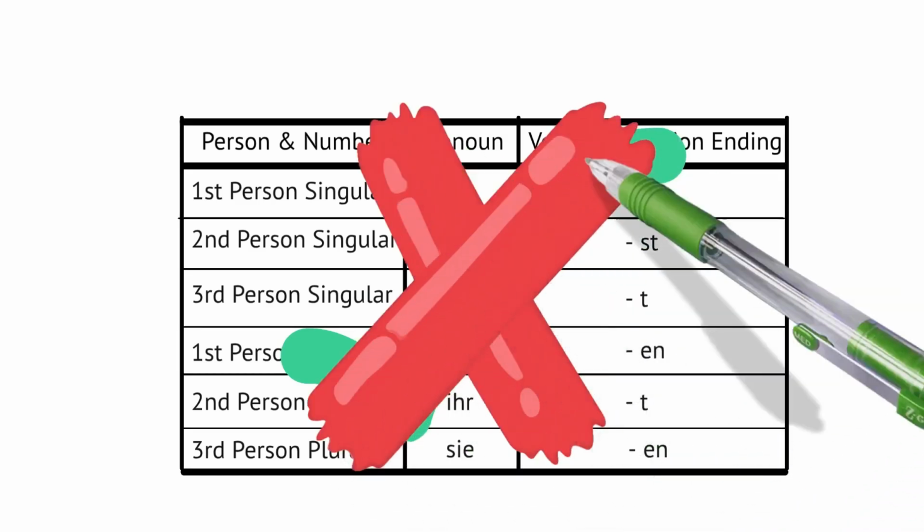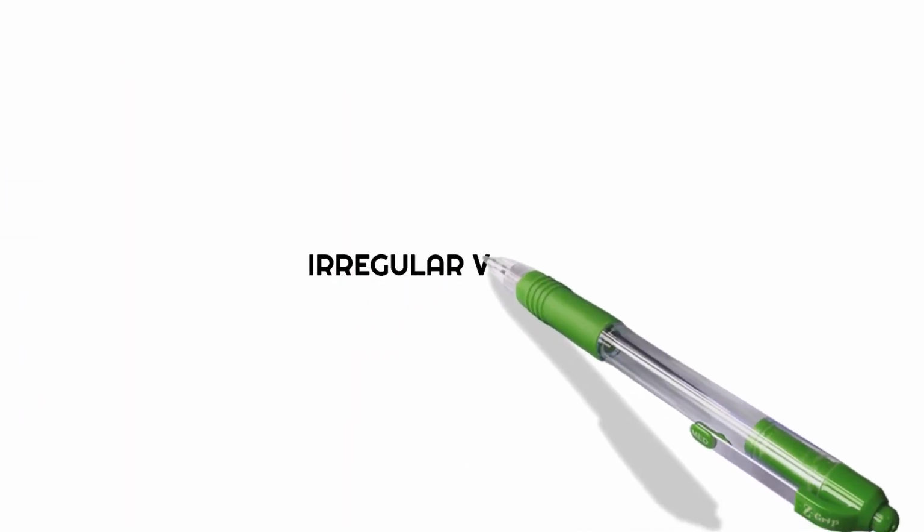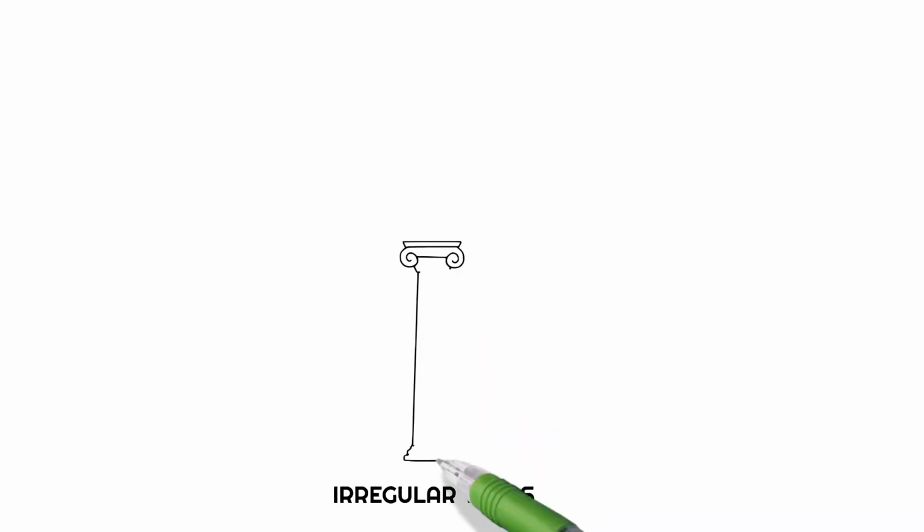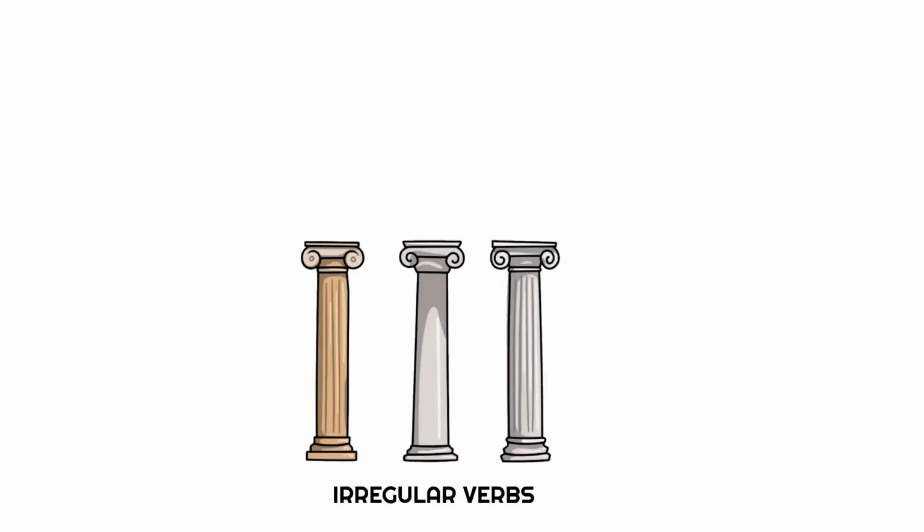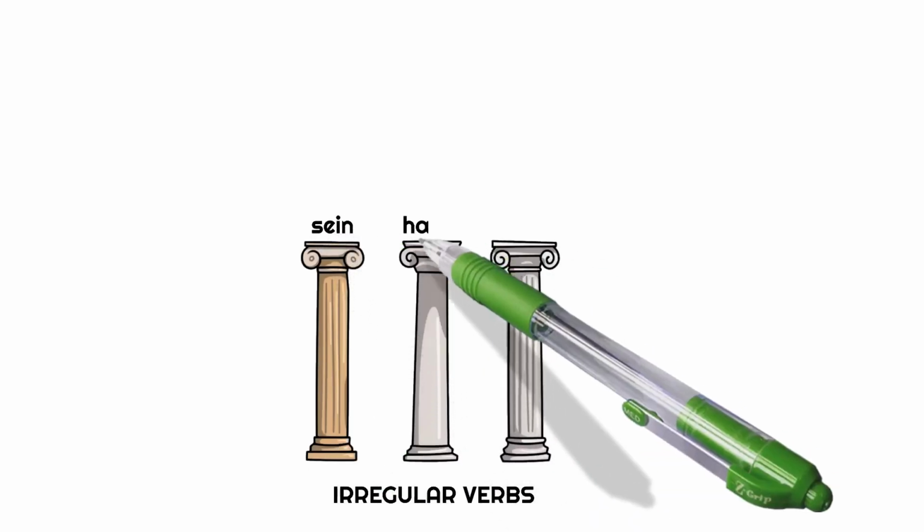Okay, so you've mastered the regular verb pattern, but every language has its exceptions. While the majority of German verbs follow those neat rules, there is a small, yet mighty, group of irregular verbs you simply must know by heart. These three are your absolute foundation. Sein. Haben. Werden.